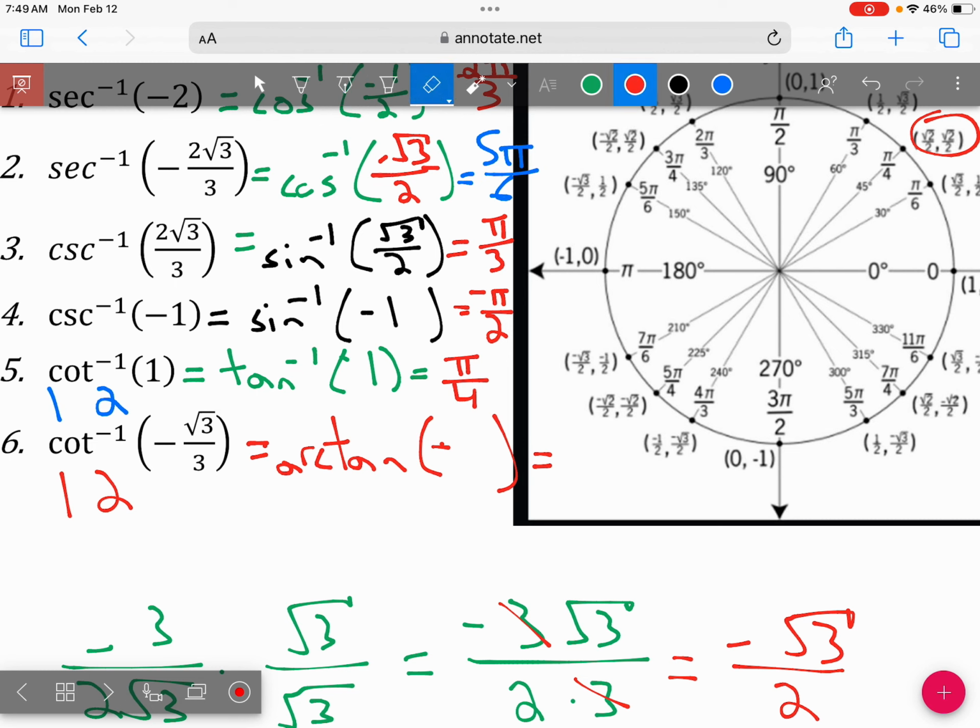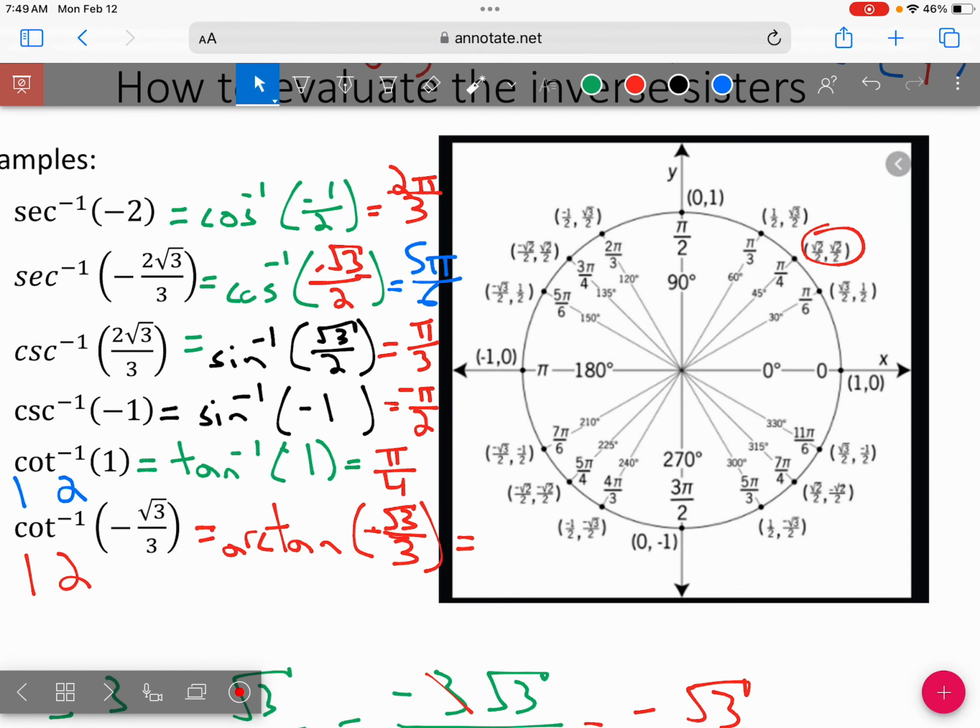that part right there, I'm just going to erase and rewrite, would be negative root 3 over 3. We're looking for that. Yeah, it's arctan. It's inverse tangent. But what did we start as? Cotangent. We started as cotangent.